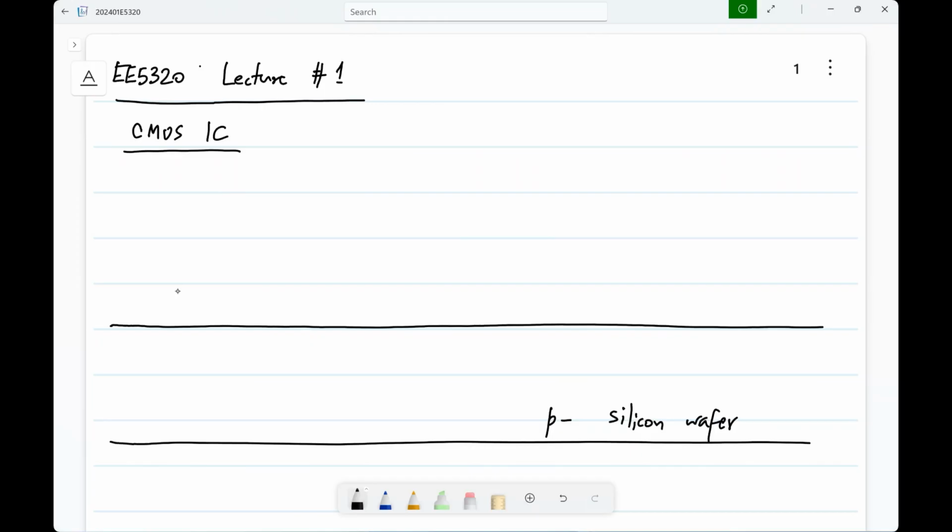If you want to make an NMOS transistor, you somehow create two regions of N-type doping. Okay. And then you have some oxide, and you have the gate. That is the gate of the MOS transistor. This is the drain, and this is the source.